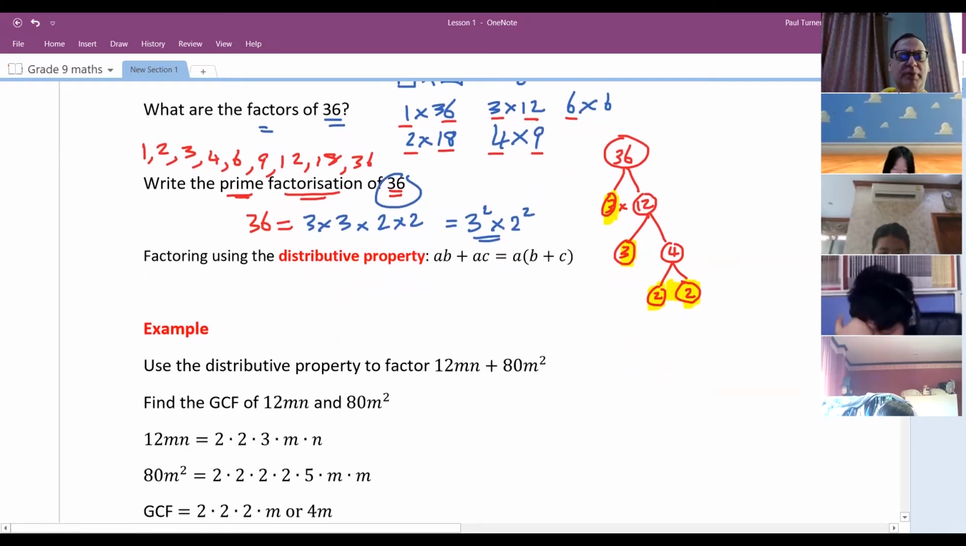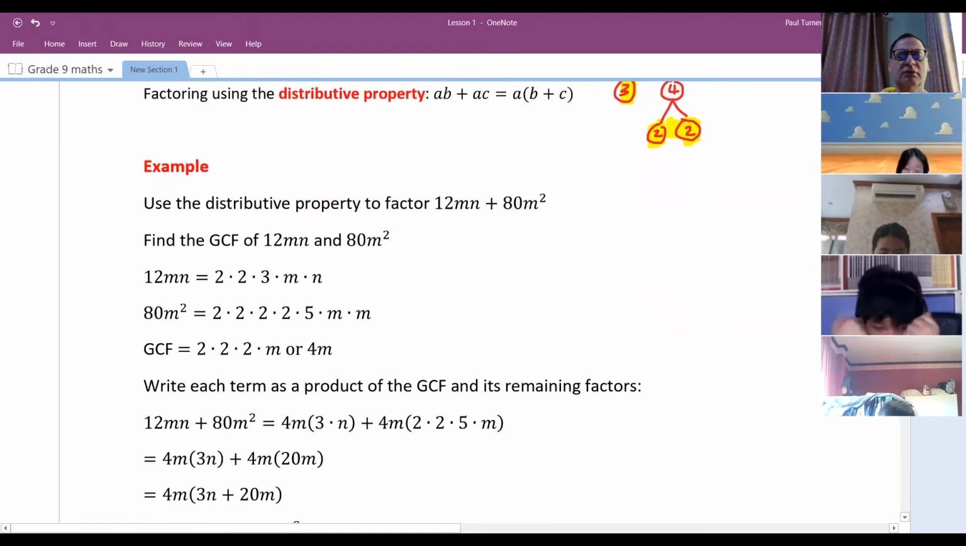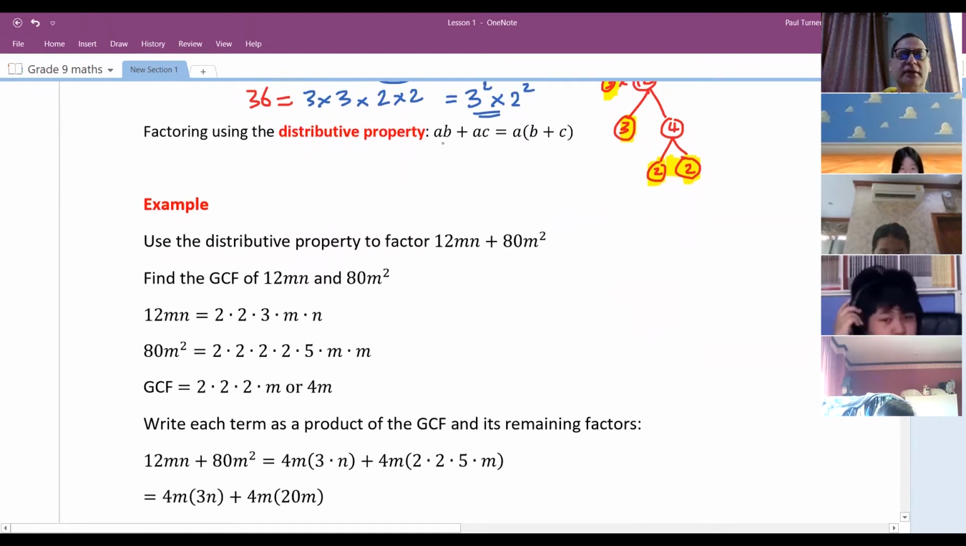Okay, distributive property. You probably know how to use this already, but maybe you don't remember the name. Distribute means to hand out. So distribute means we distribute the A into B and into C. So if you expand this, you'll get A times B and then A times C, which we have here.